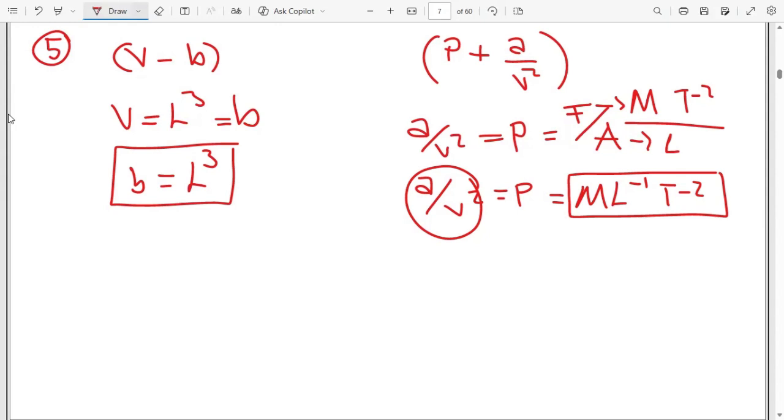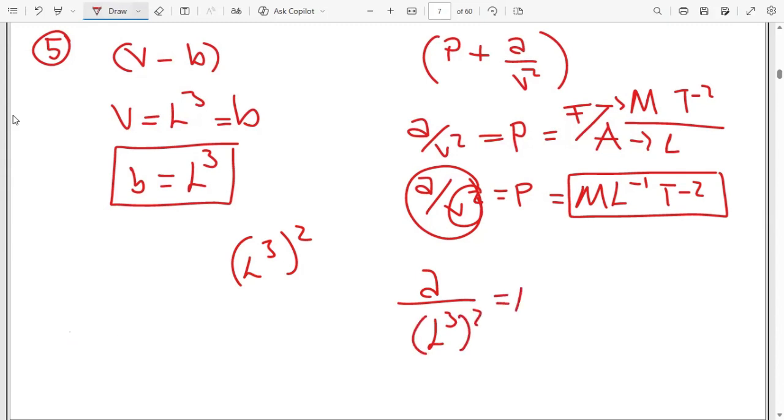Okay, so we know volume has dimensions L to the power 3, and in this expression it's squared, so it has a square outside there. So I'm going to say a over L to the power 3 squared should be equal to M L to the power minus 1 T to the power minus 2, which is what we have here. And from here now we can calculate the dimensions of a.